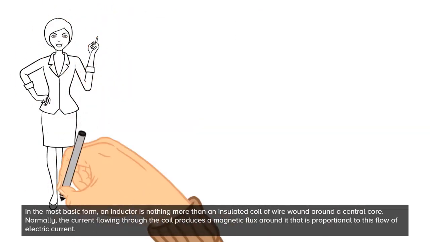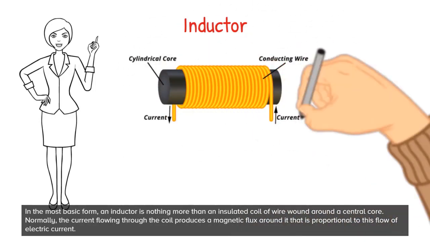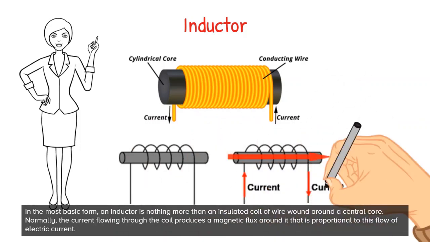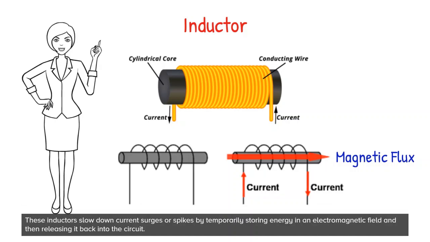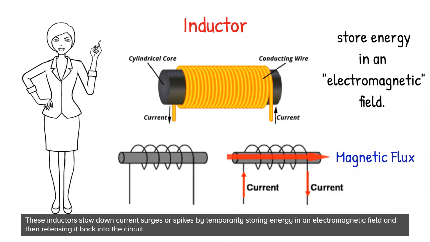In the most basic form, an inductor is nothing more than an insulated coil of wire, wound around a central core. Normally, the current flowing through the coil produces a magnetic flux around it that is proportional to this flow of electric current. These inductors slow down current surges or spikes by temporarily storing energy in an electromagnetic field, and then releasing it back into the circuit.